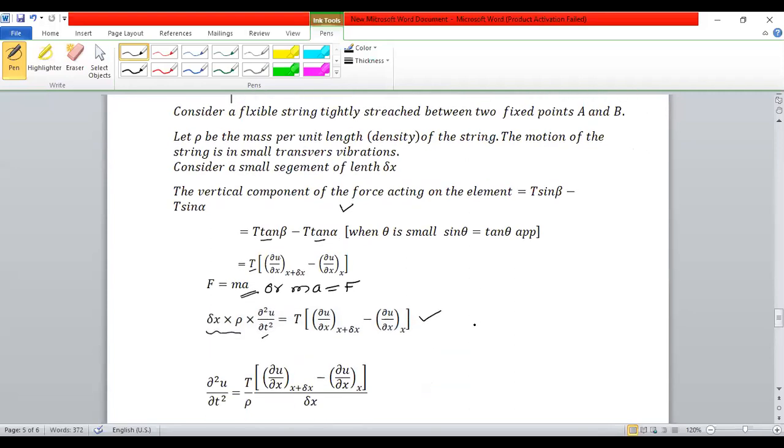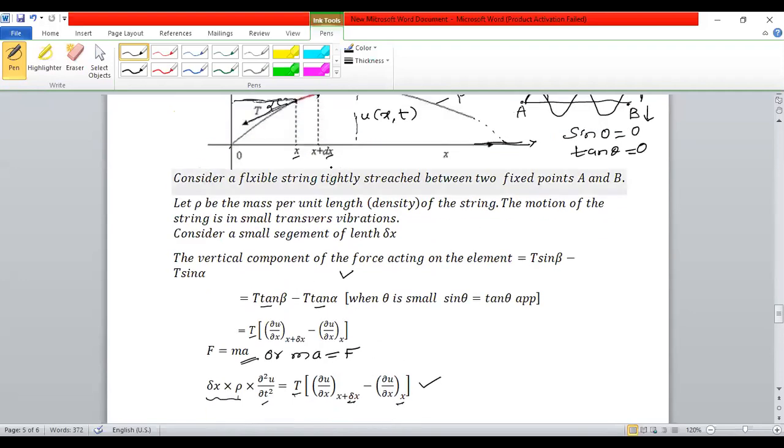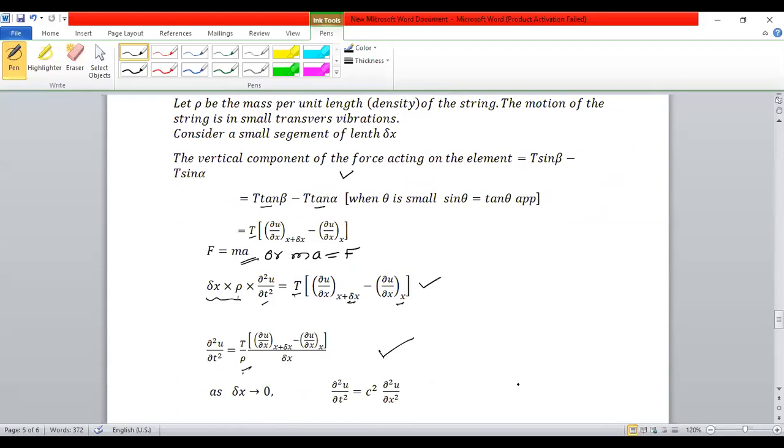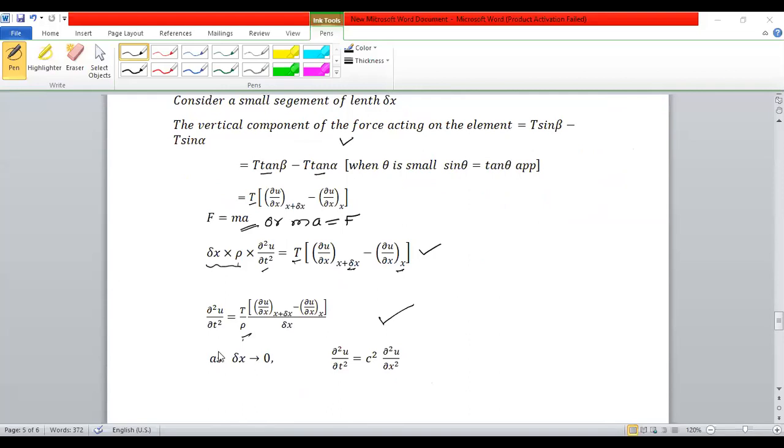Therefore, del square u divided by del t square is equal to T divided by rho, into del u by del x at x plus delta x minus del u by del x at x, whole divided by delta x. We are going to establish this result at a point. To consider a point, this delta x must be 0. When delta x is equal to 0, these 2 points will coincide. Therefore, take limit on both sides as delta x tends to 0.